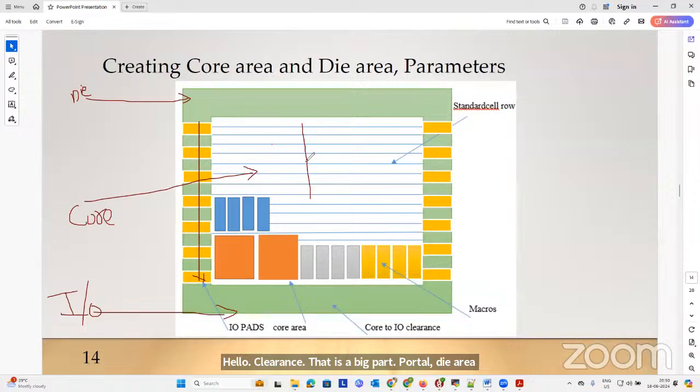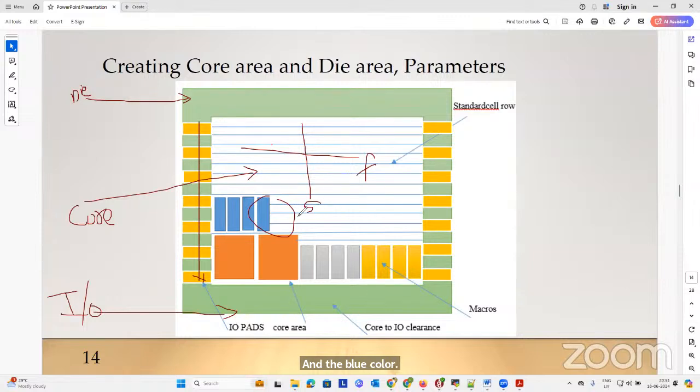And inside, these horizontal lines are called follow pins. And the blue color things are standard cells. They fit to the height and width of standard rows. They are of equal size. And these all are macros.